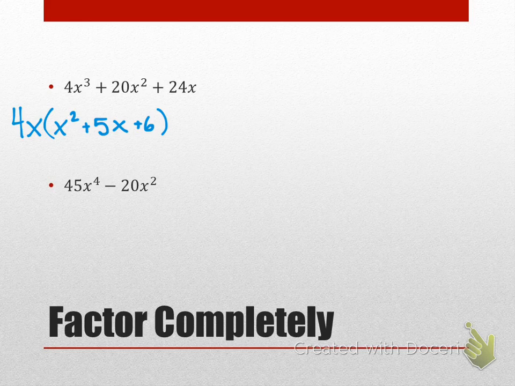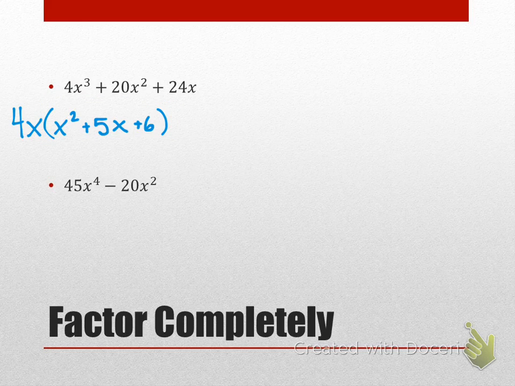Now, once you take out the greatest common factor, you are done with that. That does not come into play anymore. It just kind of hangs out until the very end, and it will be written in your final answer, but you don't have to do anything with it. Now my focus is right here on what is inside of parentheses. Can I factor x squared plus 5x plus 6?